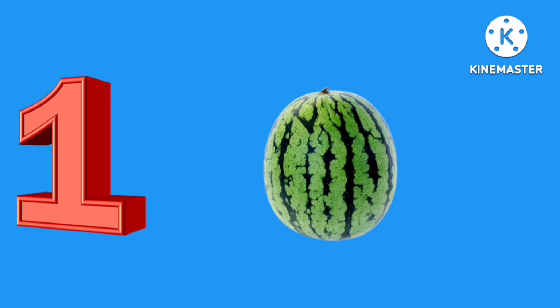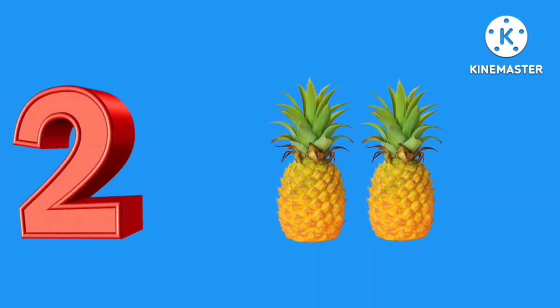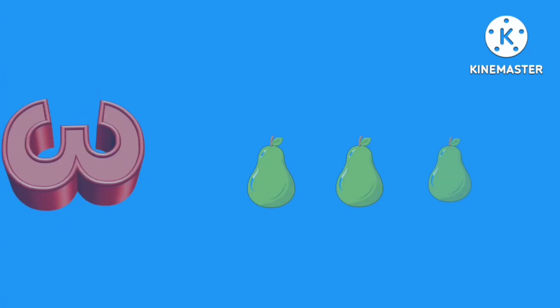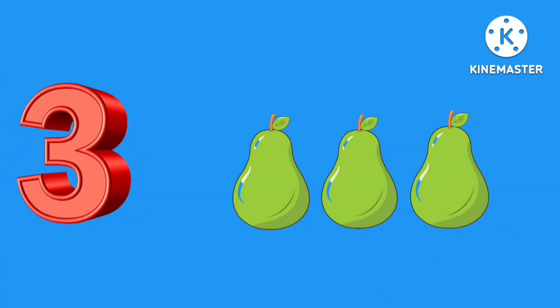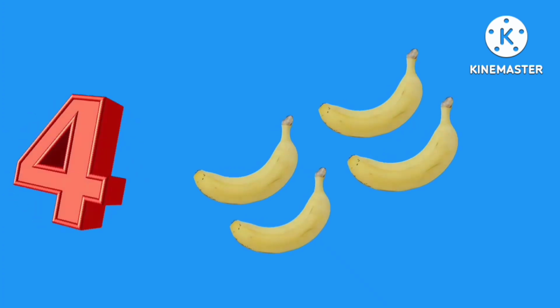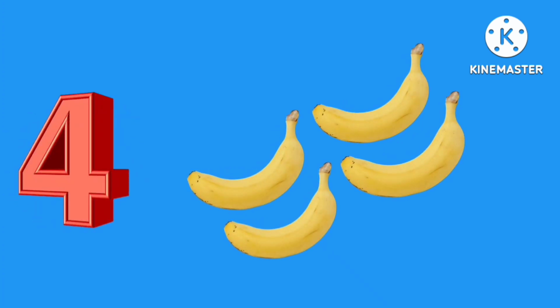1 watermelon, 2 pineapples, 1 and 2. 3. There are 3 pears, 1, 2 and 3. 4. There are 4 bananas, 1, 2, 3 and 4.